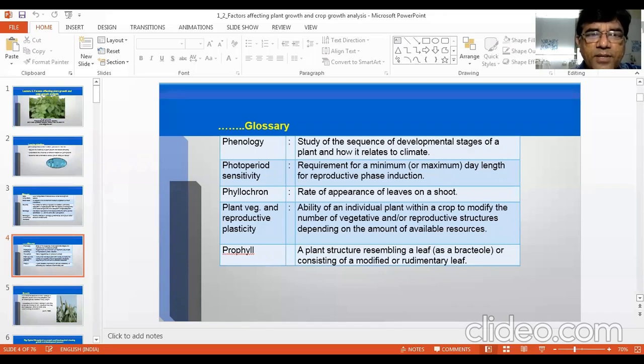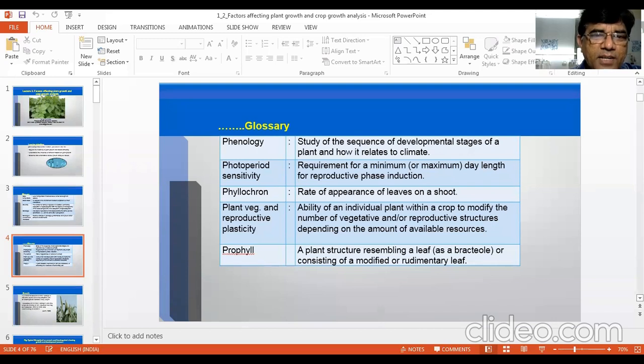Photoperiod sensitivity: the requirement for a minimum or maximum day length for reproductive phase induction. That is your photoperiod. You might know photoperiodism, meaning the effect of light on development or on induction of flowering. Phyllochron is the rate of appearance of leaves on a shoot.